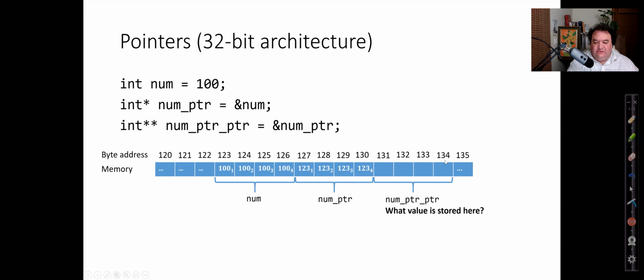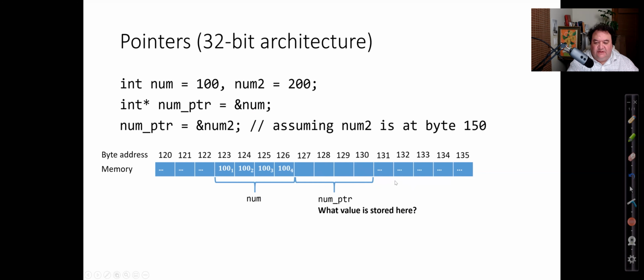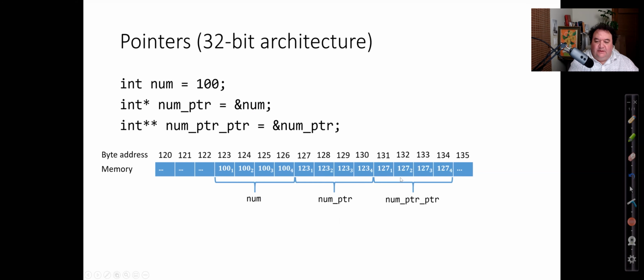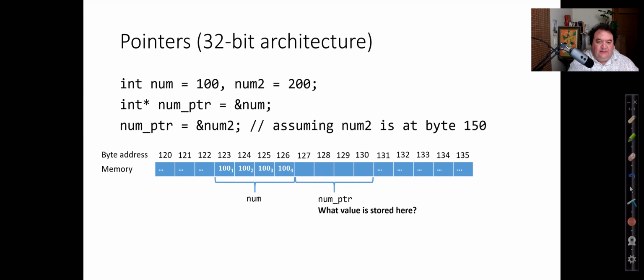The value stored by this variable would be the address of the previous one. So we have 127, obviously taking the 4 bytes. Now let's look at something a little bit more interesting. We have an integer num 100, num2 200. And we are assuming that num2 is stored at address 150, so it's kind of farther down.